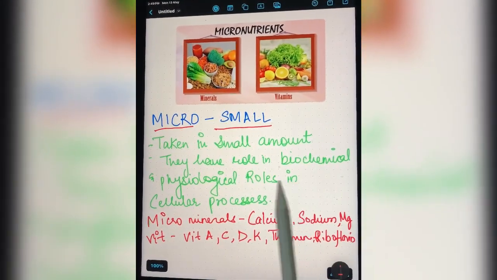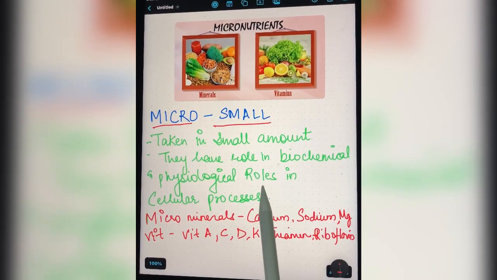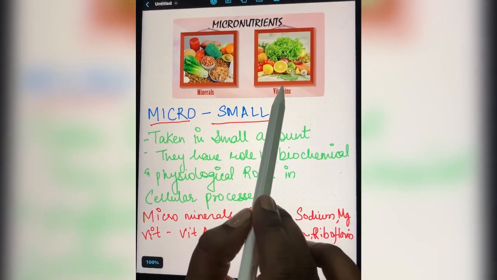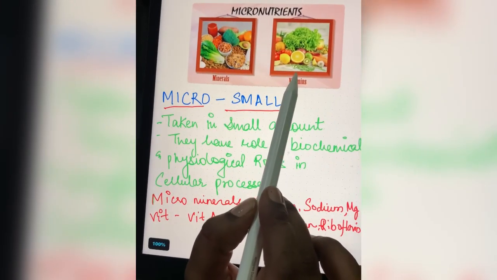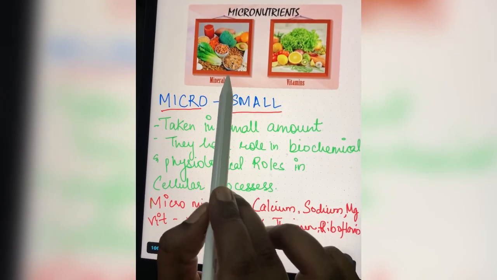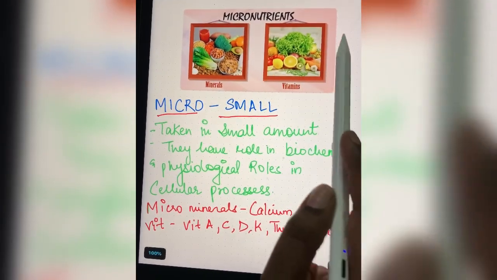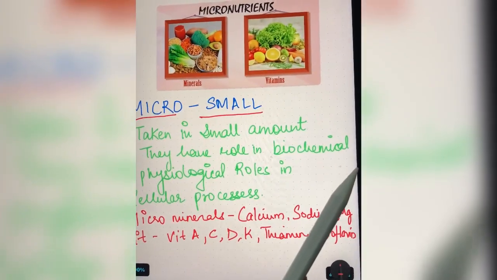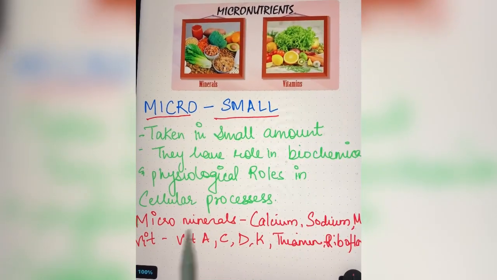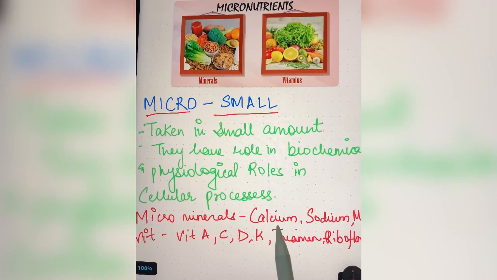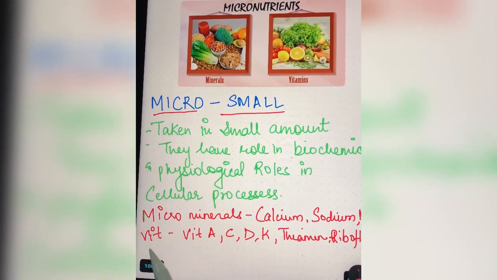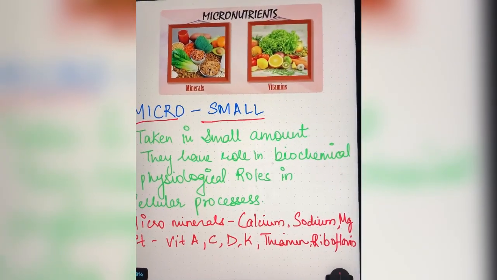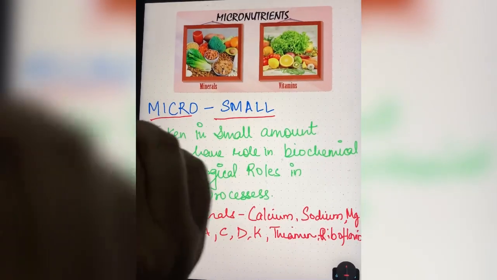They have a role in biochemical and physiological cellular processes. For example, minerals and vitamins are important for normal body function. If somebody has any sort of deficiency of any mineral or vitamin, the patient may have disease conditions. So it is important for the normal physiological and biochemical processes of the body. Microminerals, for example, are calcium, sodium, magnesium, and vitamins are categorized into vitamin A, B, C, D, K, thiamine and riboflavin. So these are the different forms of micronutrients.